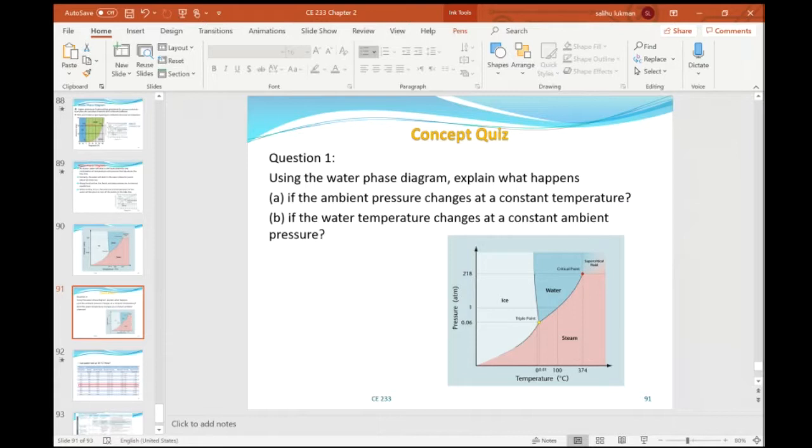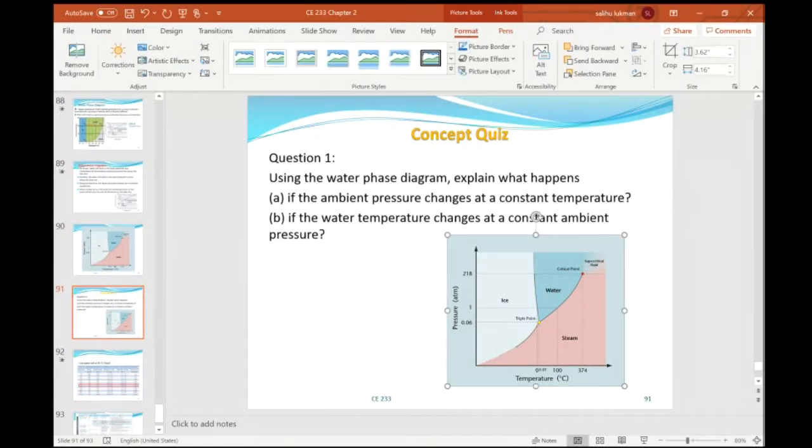So using the water phase diagram, explain what happens if the ambient, that is the surrounding pressure, changes at a constant temperature. Tell me, what happens if the ambient pressure changes at a constant temperature? Of course, I just finished explaining. When you have constant temperature and the ambient pressure increases, let's say above 1 atmosphere, it will be in liquid phase. If the ambient pressure reduces below 1 atmosphere, it will be in the vapor phase.